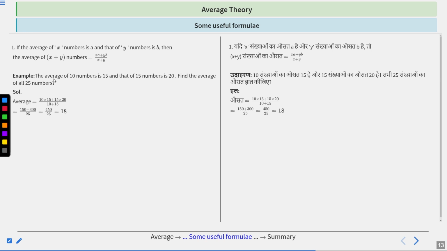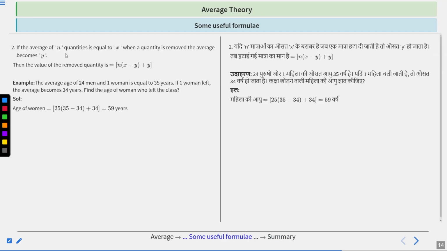Clear? For example, the average of 10 numbers is 15 and that of 15 numbers is 20. Find the average of all 25 numbers. So we use this formula: 10 into 15 plus 15 into 20 upon 10 plus 15. So it will become 150 plus 300 divided by 25. So we get our average is 18. Clear? Next.